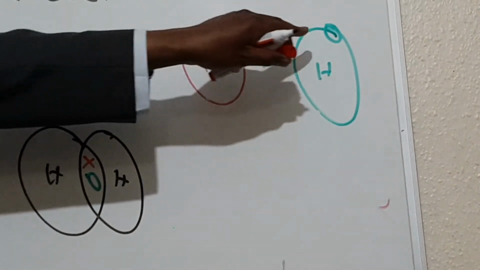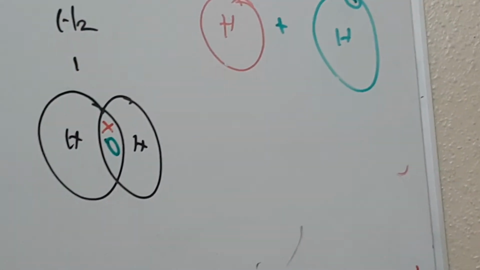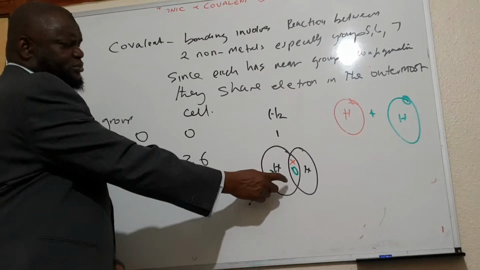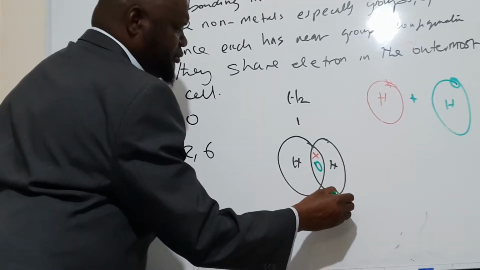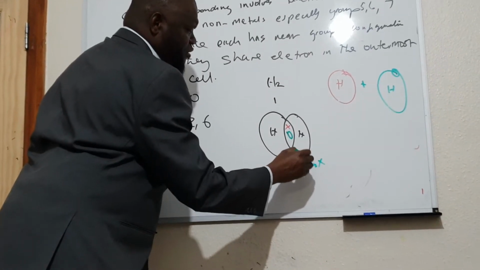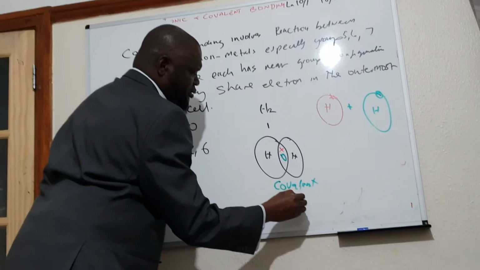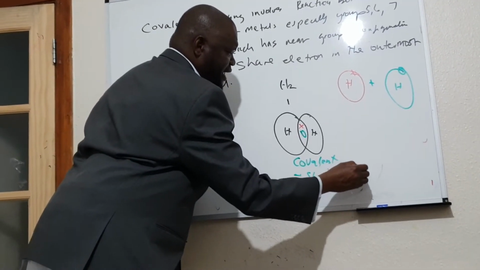Both have 1 electron in their outermost shell. They behave just like a metal, okay? But it's not a metal. They form a covalent bond. This is called a covalent bond, which is sharing of electrons.